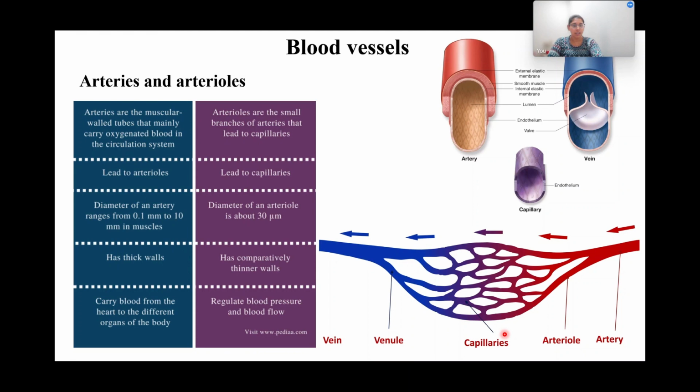Both these arterioles and venules lead to capillaries, and capillaries are the fine vessels which are actually responsible for facilitating the exchange of nutrients and gases between the blood and the organs. They are very tiny. And how tiny are they? They allow only one red blood cell to fit through them. So you can imagine the diameter being so small that only one red blood cell can fit in it, and they allow the exchange of oxygen, nutrients, and waste material between the blood and tissues.